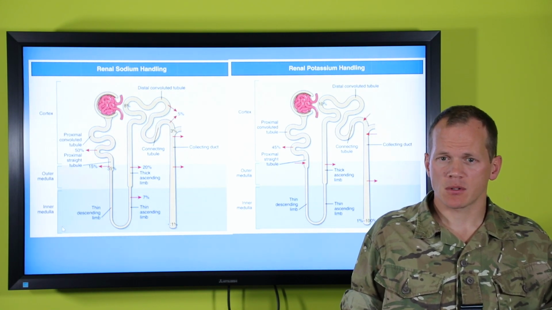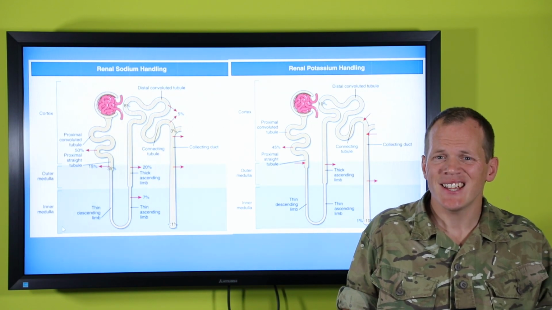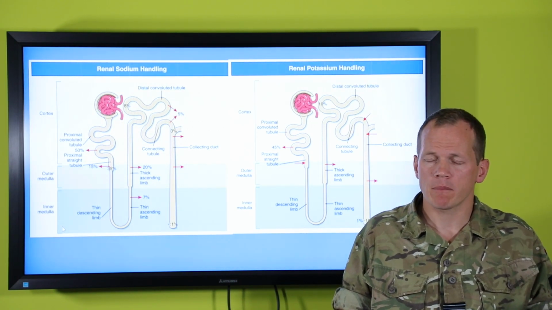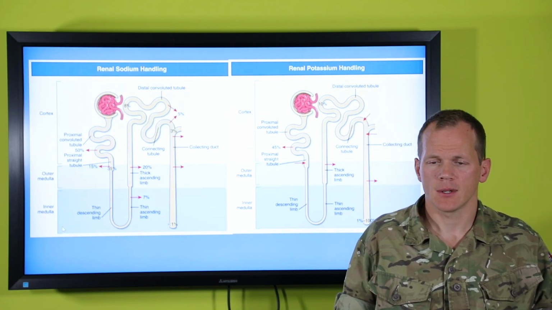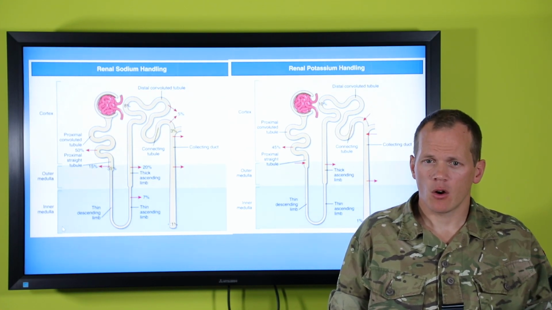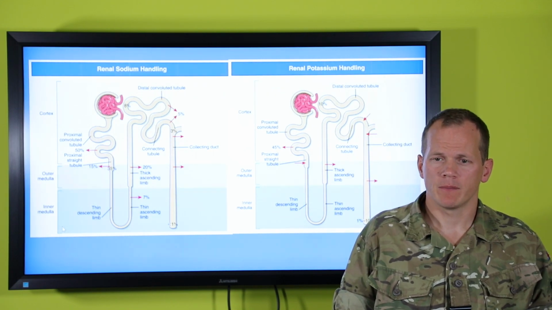In typical circumstances, you will then retain nearly all of your sodium, so only about 1% in health will get lost into your urine, because you want to hang on to that. So of the 100%, not very much gets wasted.